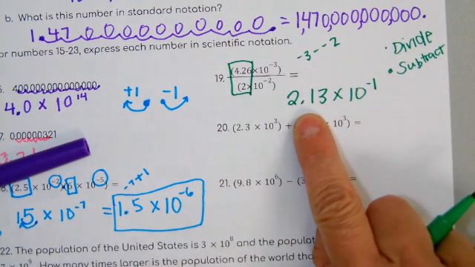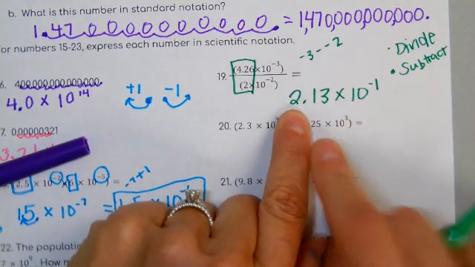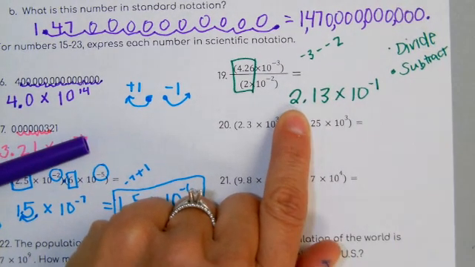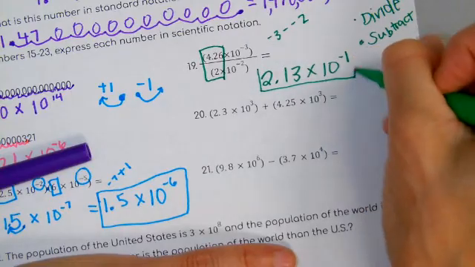Now, do we need to move our decimal like we did here? Well, let's look. Is this between 1 and 9, our first number? It is. So this one is done. We only move the decimal if that number is too large or too small.